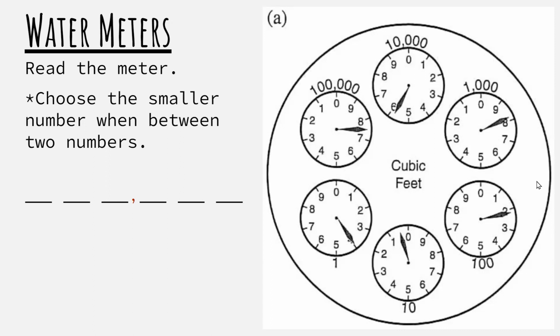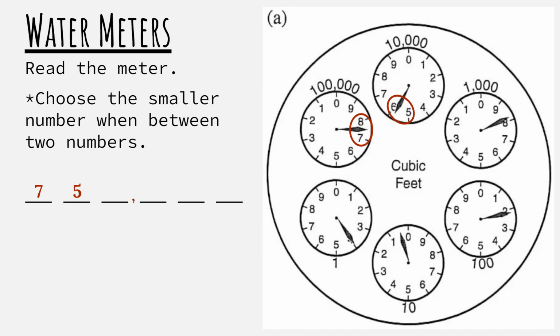First up, we're going to read our 100,000 place for our meter. Our needle falls between 8 and 7. So we're going to go with the smaller value. We're going to pick the 7. Next, looking at our 10,000s, we're between 6 and 5. Even though it looks like it's closer to 6 than 5, you still have to pick the smaller of the 2 values. So we're still picking 5.